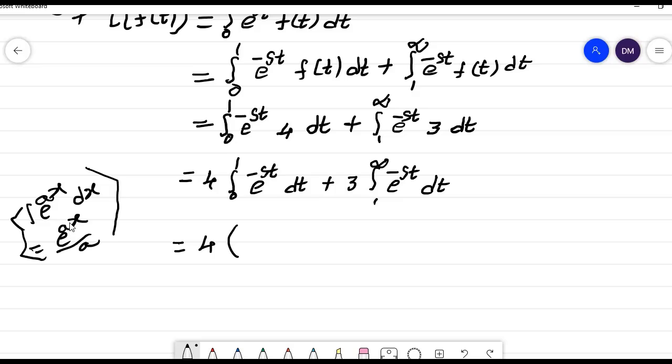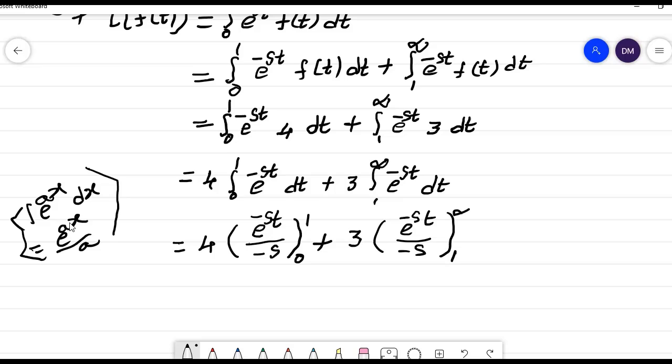By using this formula, we can write the integration of e power minus st. Here in the place of a, minus s is there. Then the formula is e power minus st by minus s. The limits are 0 to 1, plus 3 into, and here also it is in the form of e power ax, so the integration is the same: e power minus st by minus s. The limits are 1 to infinity.